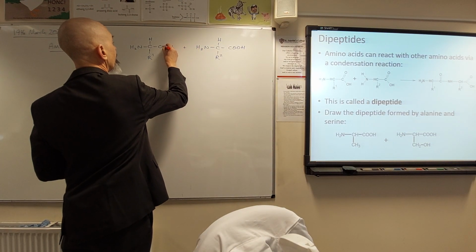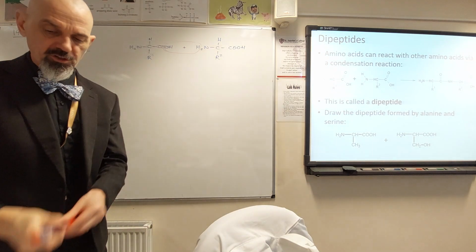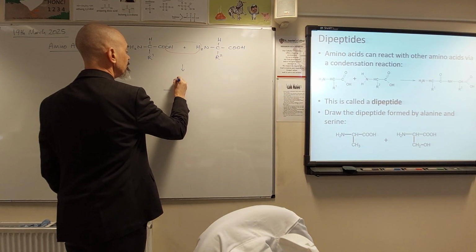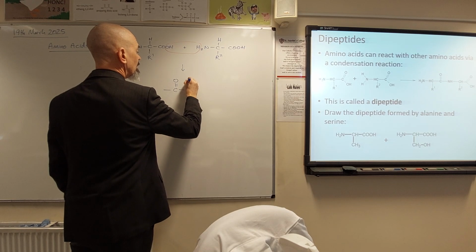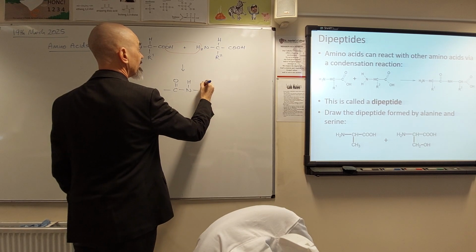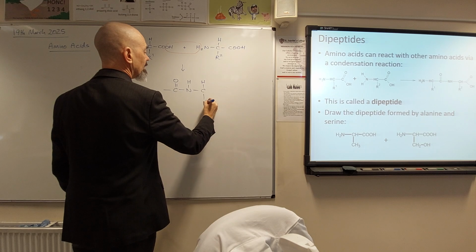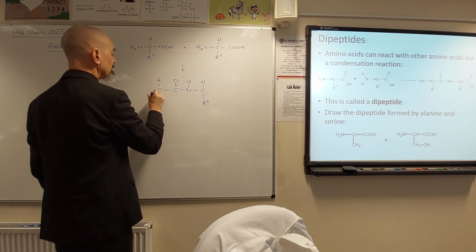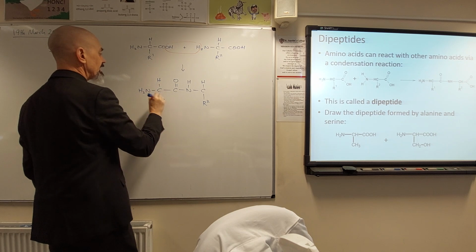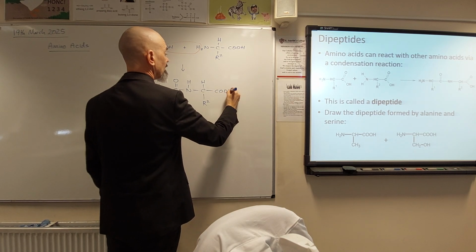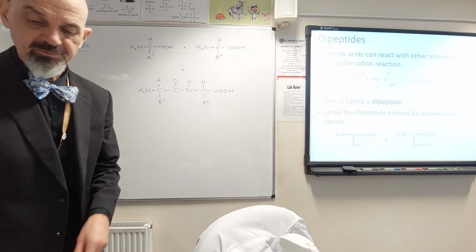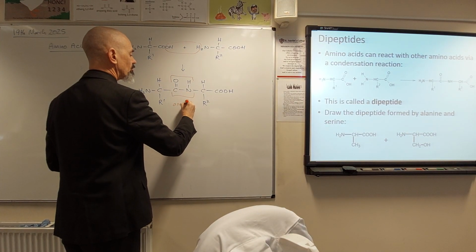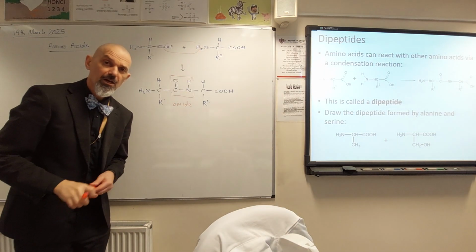H there and the OH there would react and remove water, and so we'd have our new amide group there, R2, R1. I'd still have an amine on the end there, and I'd still have a carboxylic acid on the end there. So this functional group here, we would of course call an amide.